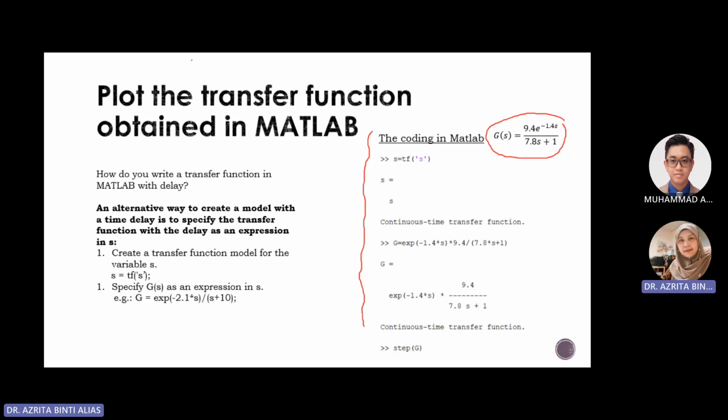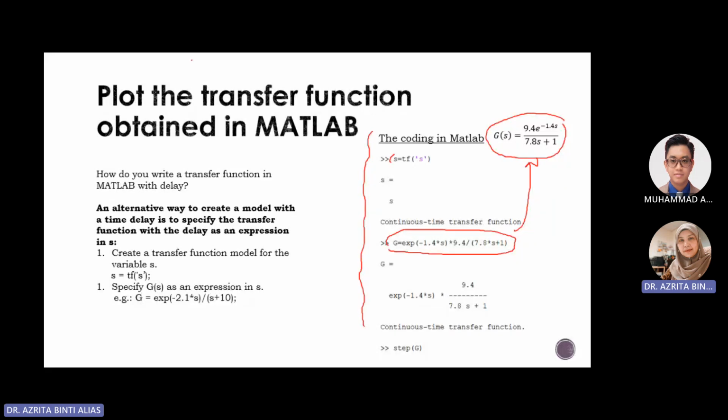So how to plot the transfer function using MATLAB? First, we need to declare s. So this is the coding: s is equal to tf in the bracket 's'. Okay. And then we declare the transfer function directly dekat sini, based on the transfer function from here. I name my transfer function as G. You can name it with other names, depends. So dekat sini saya letak G saja, G.